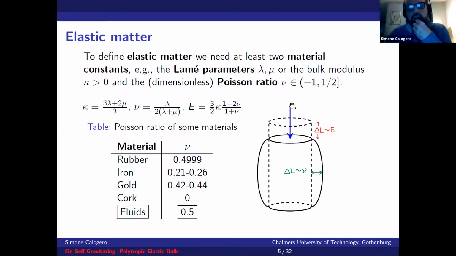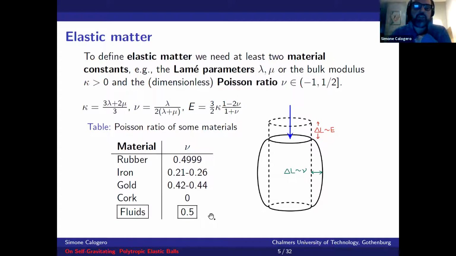But okay, so we applied a small force on the top of the cylinder, and then it will deform into two directions: the longitudinal direction parallel to the applied force, and also on the plane orthogonal to the applied force. And if this deformation is small enough, then we can apply linear elasticity to describe it. In linear elasticity theory, the expansion in the orthogonal direction is proportional to the Poisson ratio mu. And in this table, I show you some examples of mu for some materials.